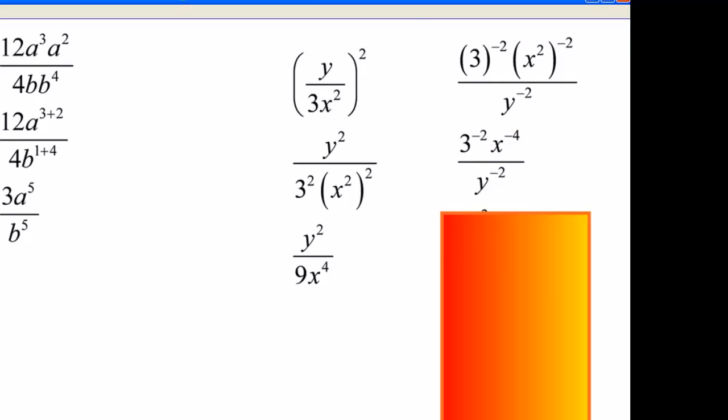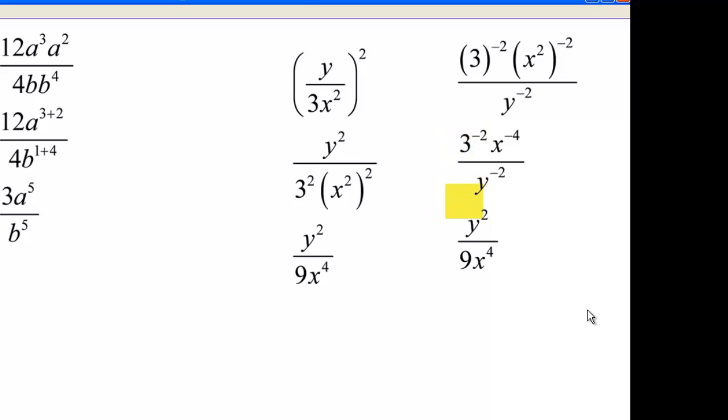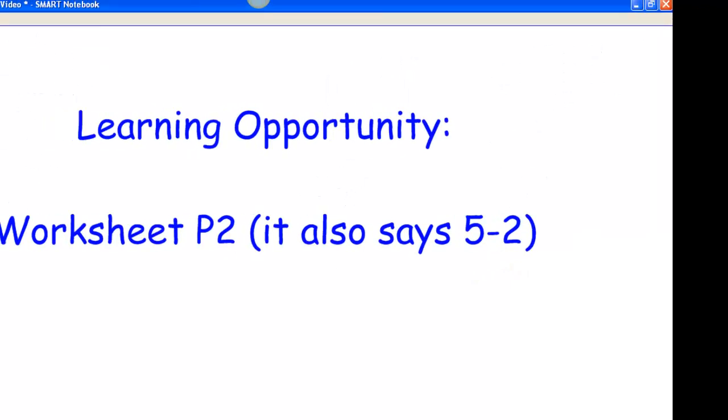And now I reciprocate. So the difference between the two methods is I reciprocated first on the first method. I'm reciprocating last here. So 3 to the negative second power becomes 9 in the denominator, which is 3 squared. X to the negative fourth becomes x to the positive fourth in the denominator. And y to the negative second becomes y squared in the numerator.